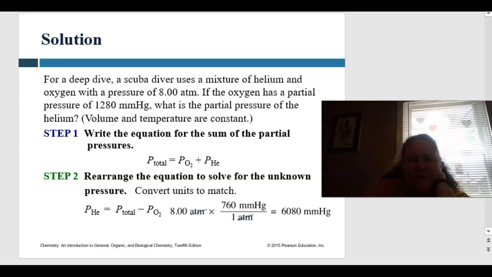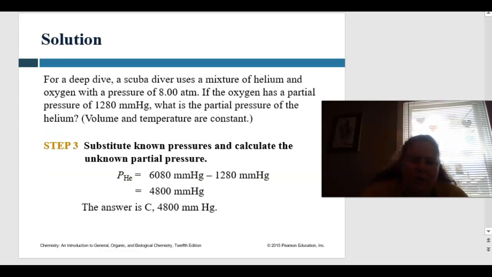Right, so what we see is that for a deep dive, a scuba diver is going to use that mixture. So let's write the equation for the sum of the partial pressures. Remember, P total equals PO2 plus PHe. We're going to rearrange the equation to solve for the unknown pressure and convert the units to match. So we have to have atm over atm equals millimeters of mercury. Then we are going to substitute the known pressures and calculate the unknown pressure. And that ends up giving us that the answer is C, which is 4,800 millimeters of mercury.